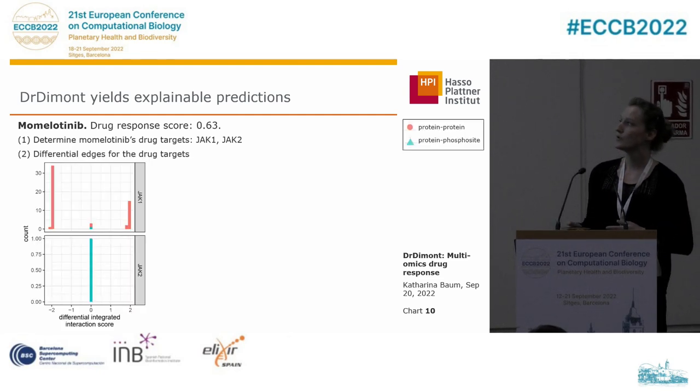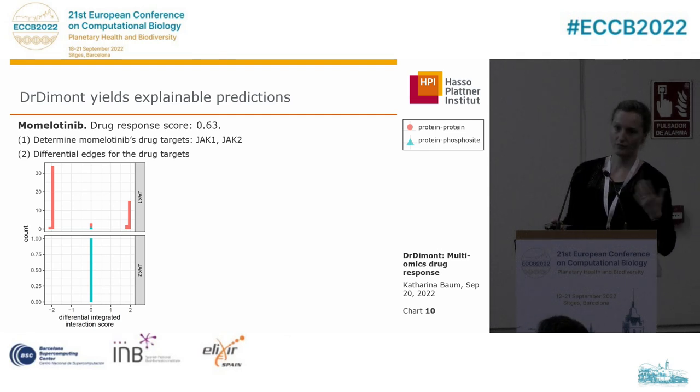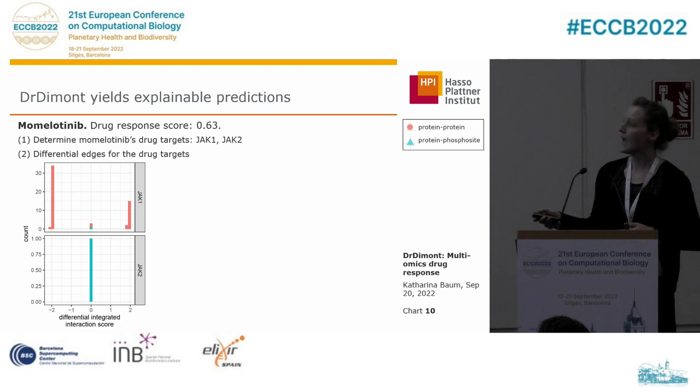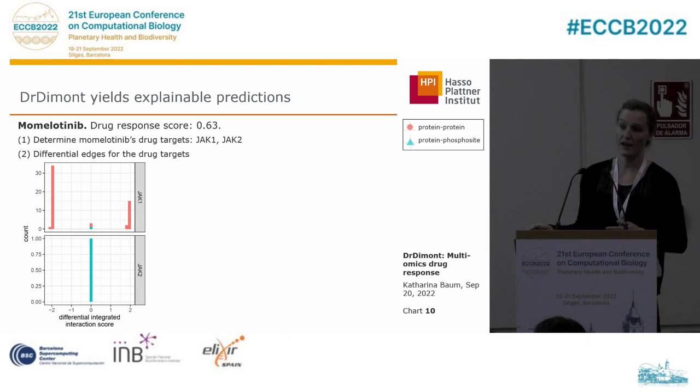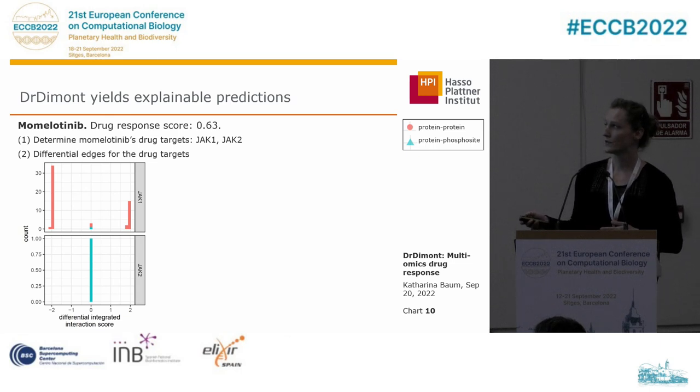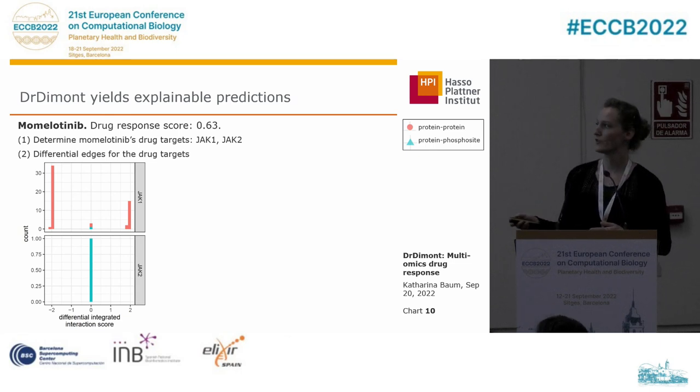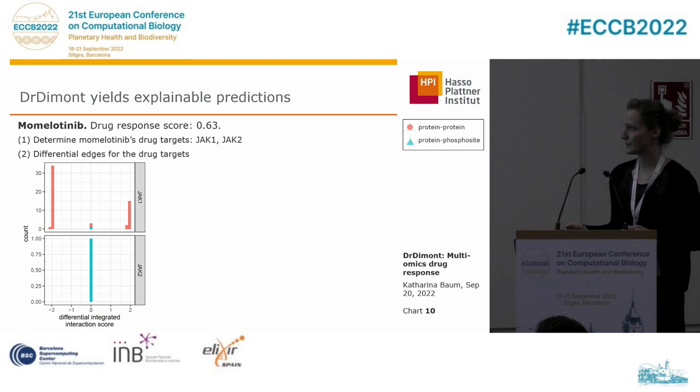Then what we can do is we check the differential edges for these drug targets in our differential network, ER negative versus ER positive patients. And this is what we see as a histogram here. So we see for JAK2, we have only one edge that is attached to this node, whereas for JAK1, we have many edges. So it's mainly driven by JAK1, the differential response.